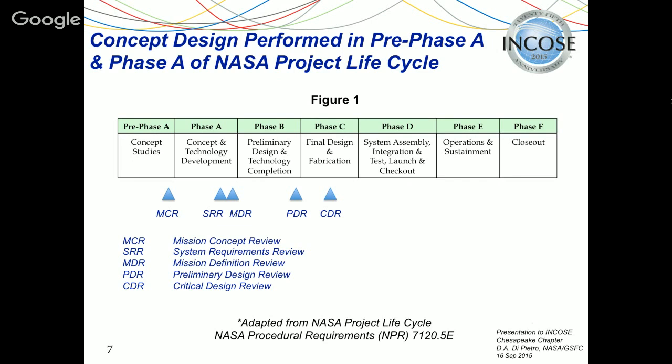Then that's followed by preliminary design in phase B, and then final design and fabrication, the way NASA currently has its lifecycle structured. And following that is phase D, that's assembly, integration, and test. So some of the key reviews in the design phases are mission concept review at the end of pre-phase A. Then there's the system requirements review and mission definition review at the end of phase A. And then preliminary design review at the end of phase B. And in the middle of phase C, we have critical design review.